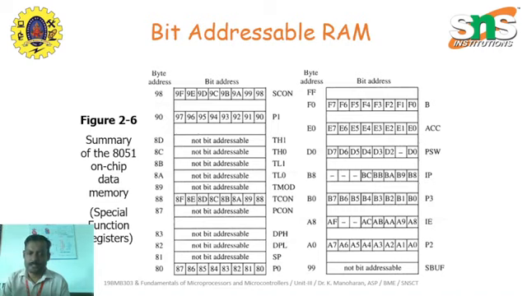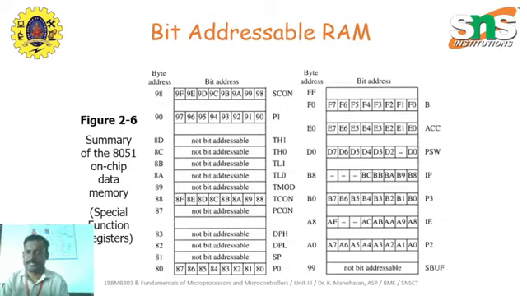Above that, the SFRs. Look at this 80, this will be used for P0, port 0, and SP, the stack pointer. These are not bit addressable. Whenever it is bit addressable, we have both a byte address and a bit address. On the left side, if you take port 0, 80 is the byte address, and 80 to 87 is the bit address for individual bits. For example, if I want port 0's lowest bit, that is P0.0, I can use 80. The first pin, I can use 81, then 82, 83. If I want port 0's 7th pin, P0.7, I can use address 87.